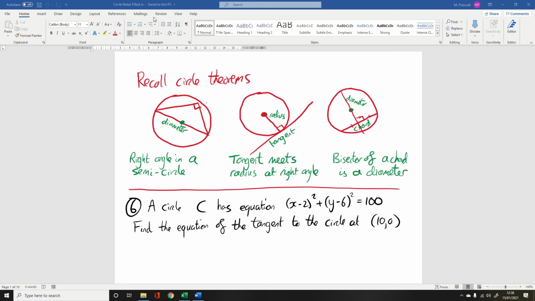Right, let's carry on with circles then. So we're now going to introduce some circle theorems. We're also going to introduce some coordinate geometry from earlier in the course, specifically to do with straight lines.